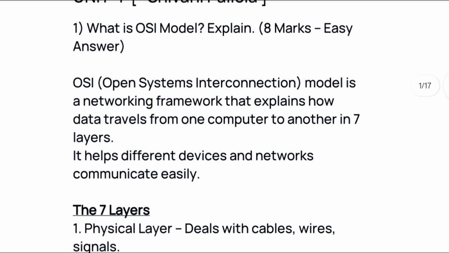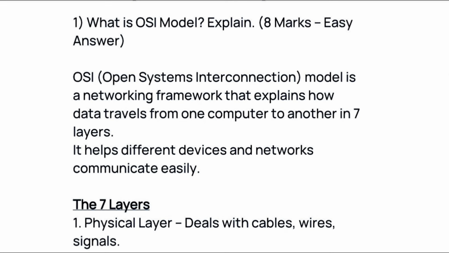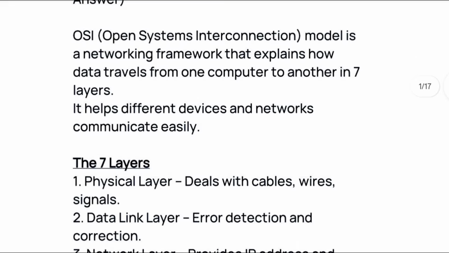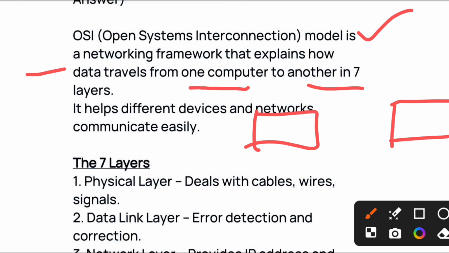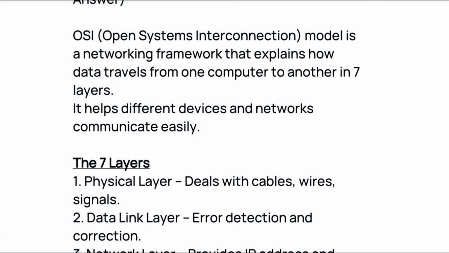See, coming back to unit number 1, what is the first question I have given? I have given the OSI model. Okay, this is an easy answer for your long answer. OSI stands for Open Systems Interconnection. It is a framework for how data travels from one computer to another in 7 layers. For example, this is my computer and this is your computer, so from this computer the data is transferring to this computer in 7 layers. How many layers do you have in the OSI model? 7 layers. So it helps different devices and different networks to communicate easily.